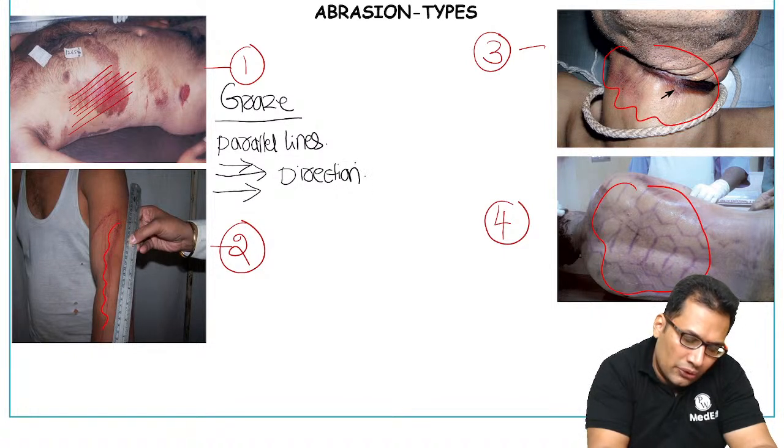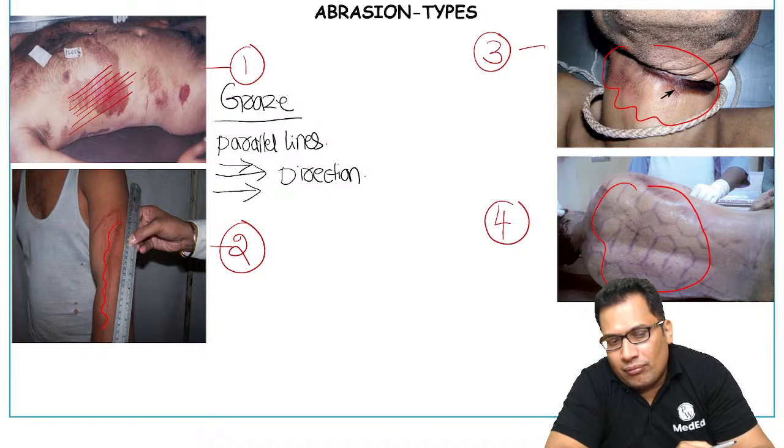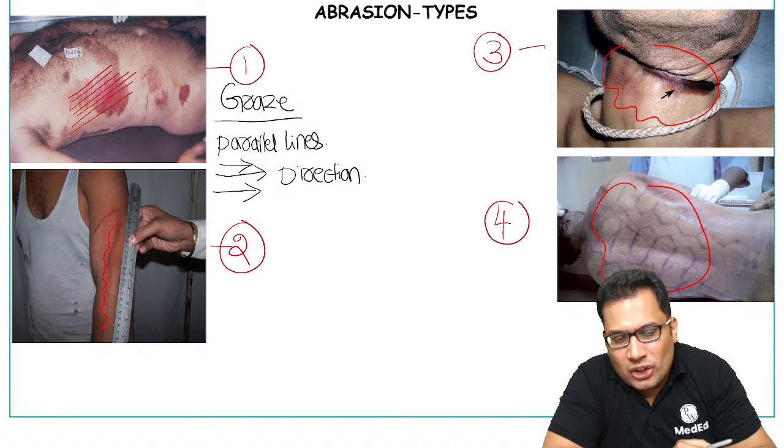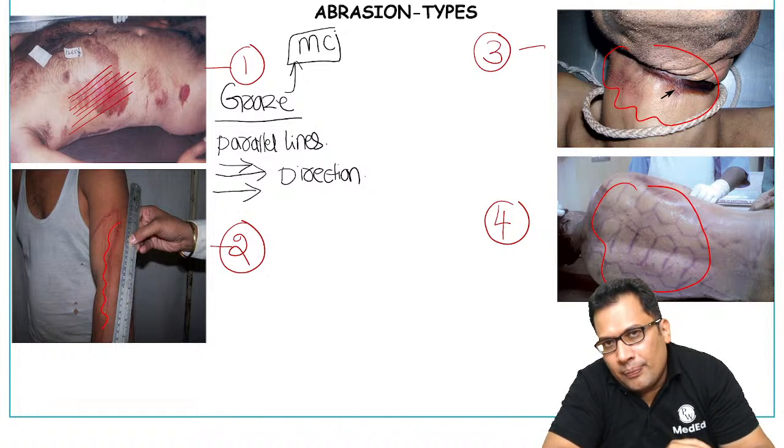By looking at the parallel lines, you can tell about the direction of the force. What is the direction? Right to left or left to right, downwards, upwards, like that. So that is the importance of graze abrasion. Parallel lines, it is the most common abrasion in road traffic accident.